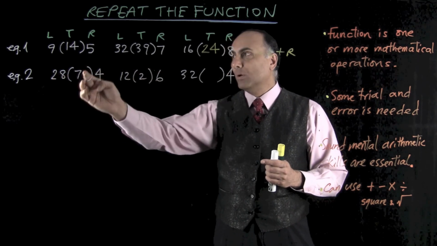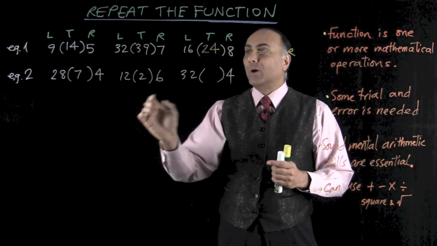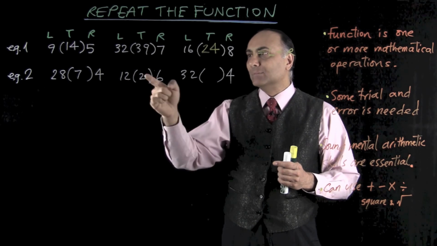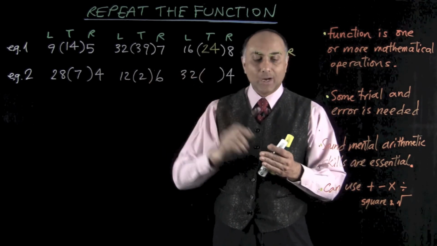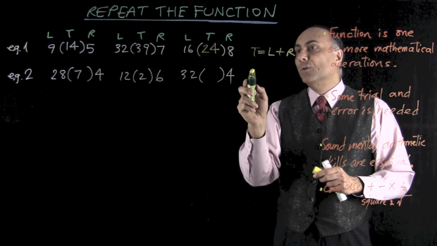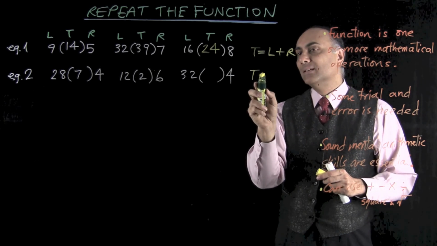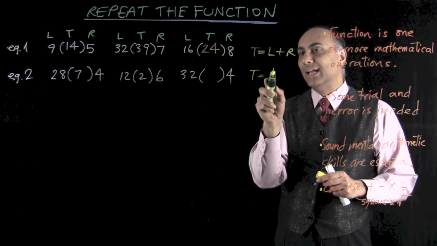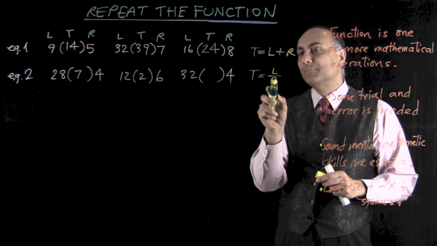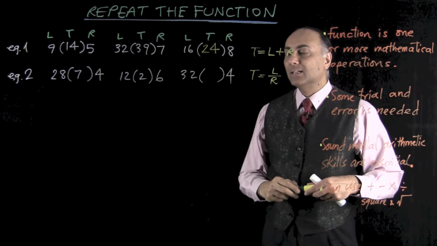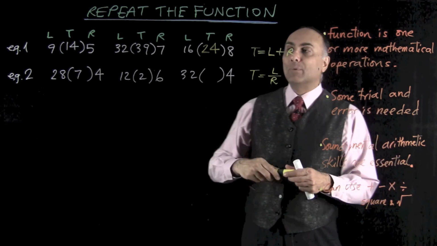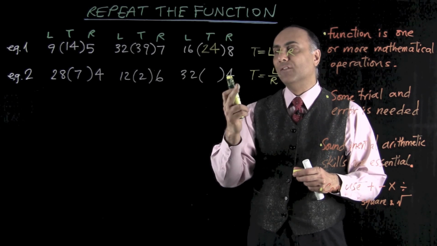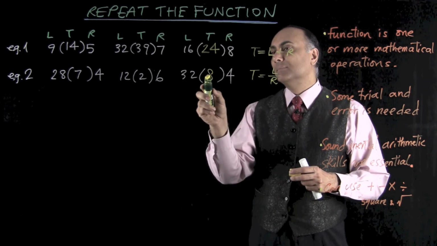28 divide 4 makes 7. So I would test whether that function works here. 12 divided by 6 makes 2, which is correct. So I've worked out that the function for T is L divided by R. So I can write it as L over R. That's one way to write that in algebra. And when I apply that function to the last set of numbers, I get 32 divided by 4, which is 8.